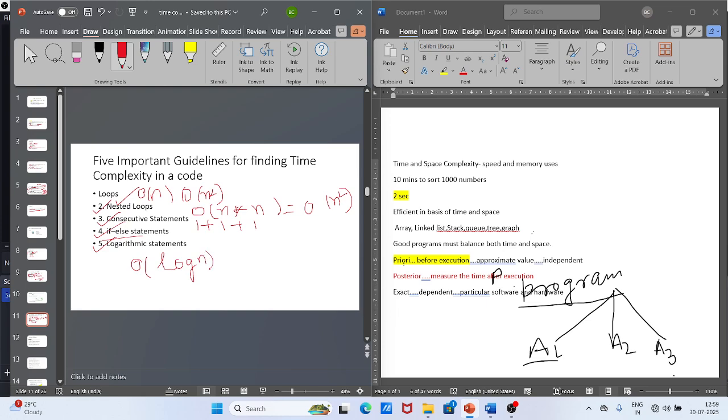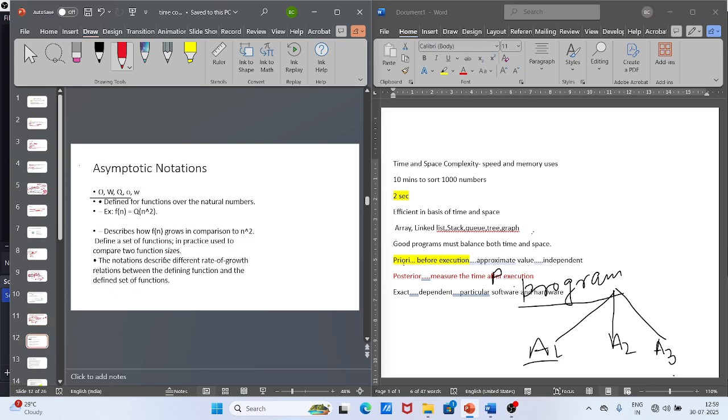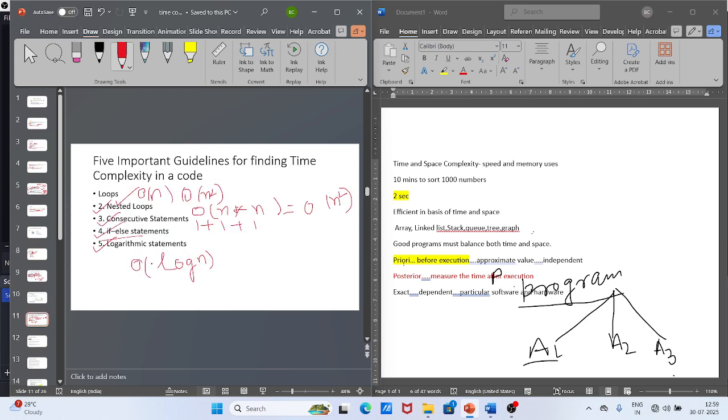Order of log n. Okay. Now come to the asymptotic notation. So basically here we just write order of n square, order of log n. So what is this O?